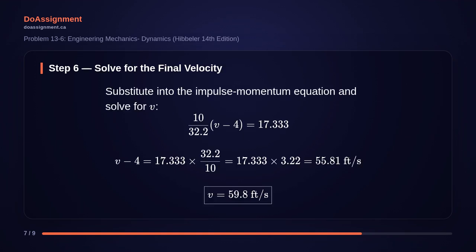Substituting into the impulse momentum equation, we have 10 over 32.2 times the quantity v minus 4 equal to 17.333. Multiplying both sides by 32.2 over 10 gives v minus 4 equals 55.81 feet per second. Adding 4 to both sides, the final velocity is approximately 59.8 feet per second.